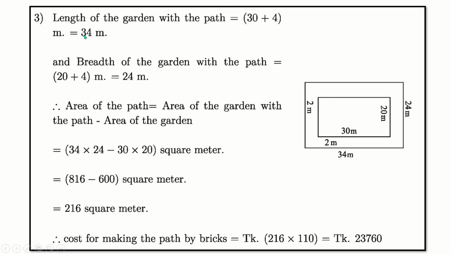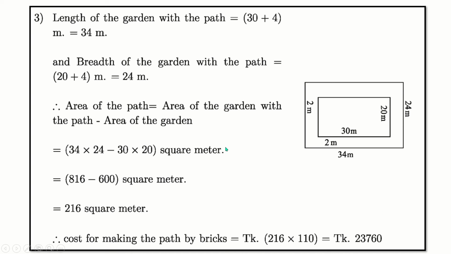Therefore the area of the path will be 34 into 24, minus the area of the garden. The area of the garden was 30 into 20. So after calculating we'll get 216 square meter. But the cost per square meter is 110 taka. Therefore the cost of 216 square meter will be 216 into 110, this equals 23760 taka. This is the required answer.